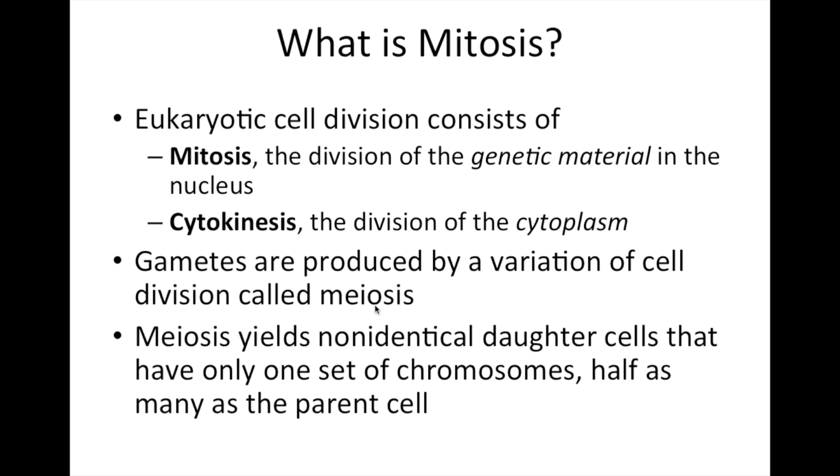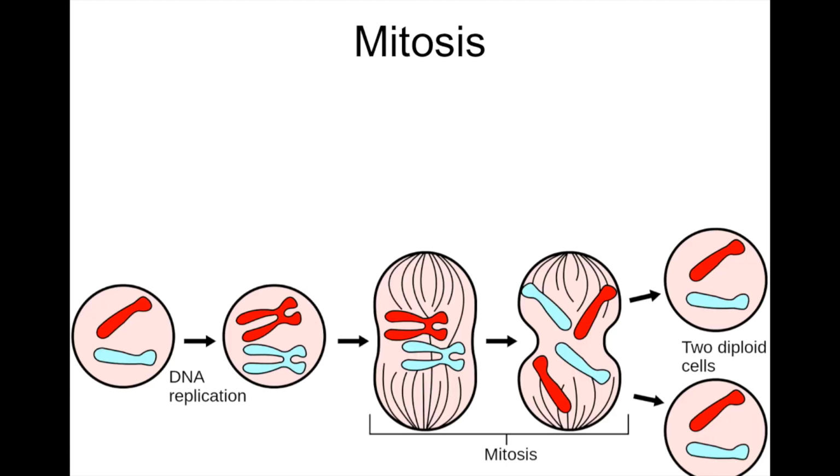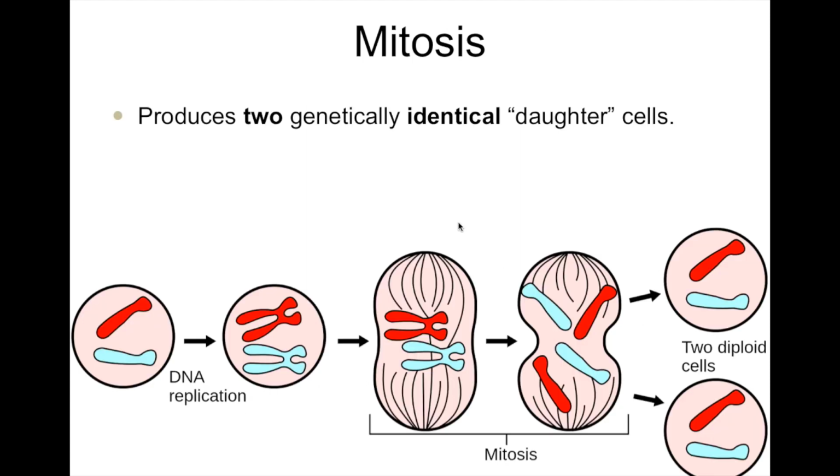In meiosis, you would get non-identical cells, because we wouldn't want all of the sperm and all of the egg to be exactly the same, because that defeats part of the purpose of reproducing through sex. And they also only have half as many chromosomes as the parent cell when you make sex cells. In mitosis, we are going to make two genetically identical daughter cells. So if you're going to write one thing down, that would be it. They have to be exactly the same.